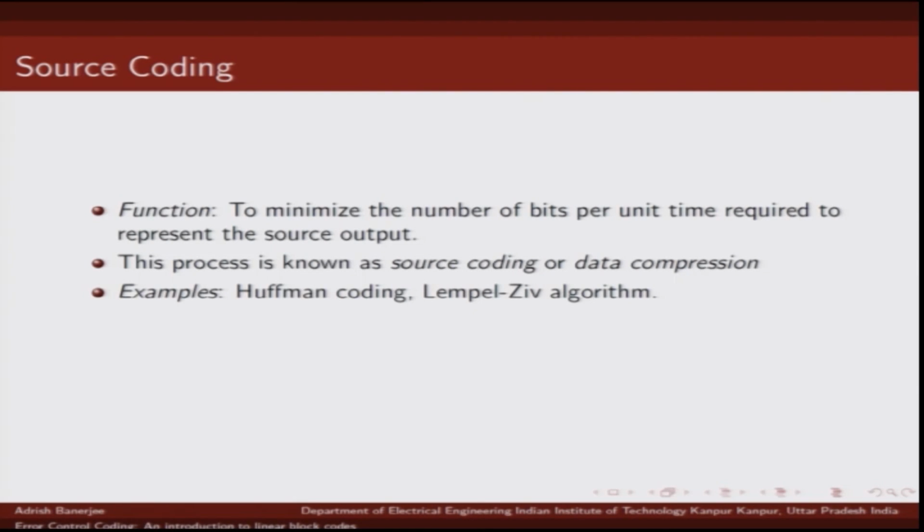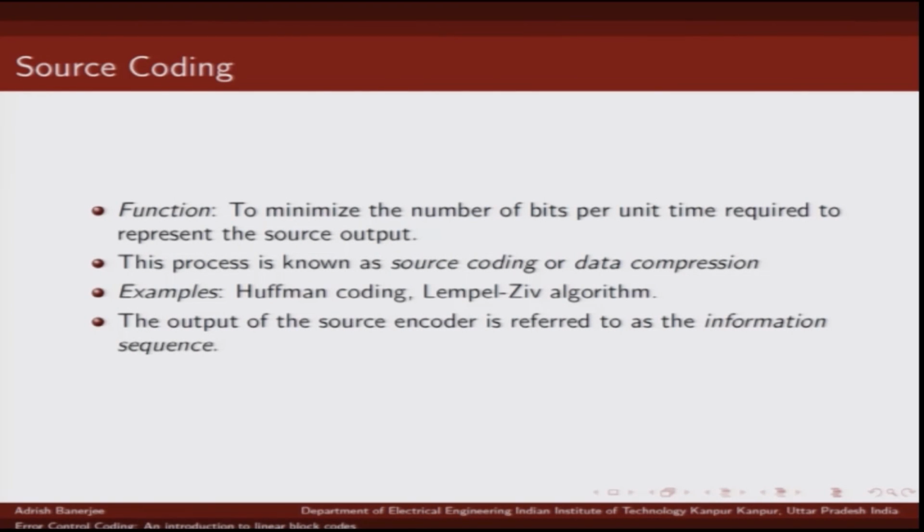Some examples of data compression techniques are Huffman coding and the Lempel-Ziv algorithm. We will not be talking about these because they are topics of interest in information theory. We will restrict our discussion to coding theory topics in this course. And as I said, the input to our channel encoder, we are referring to as the information sequence.